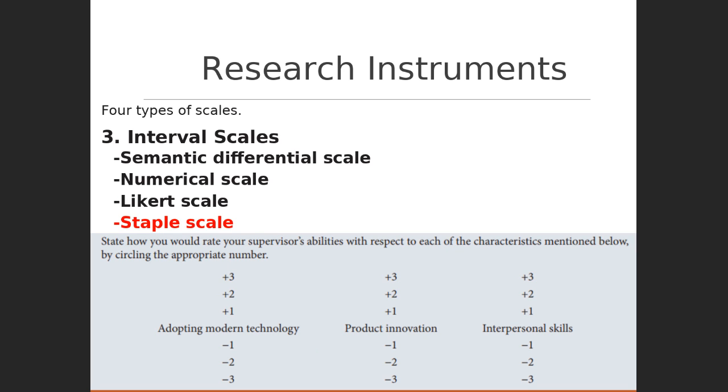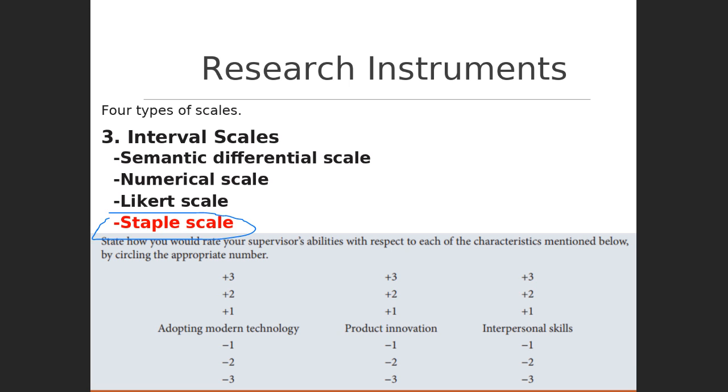Last type of scale is the staple scale. It is one of the types of the interval scale. The staple scale simultaneously measures both the direction and intensity of the attitude towards the items in the study. The characteristic of interest to the study is placed at the center, with a numerical scale ranging from positive extreme at one end to the negative extreme at the other end.